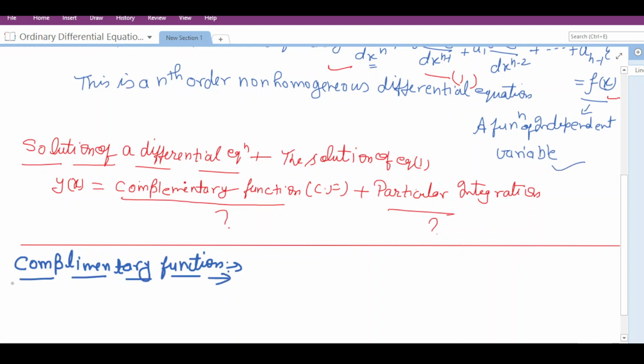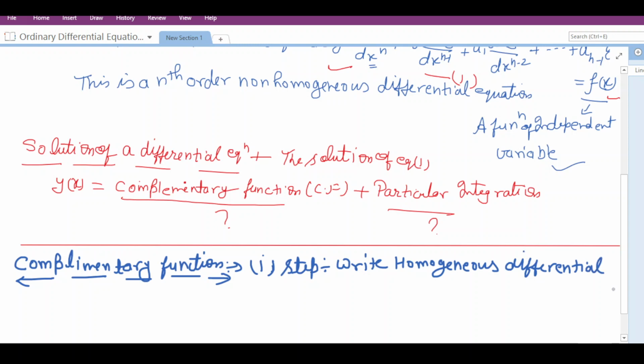Right. In order to find out the complementary function, first we have to do what? We have to write a homogeneous differential equation. First we have to write a homogeneous differential equation. The first step: write the homogeneous differential equation.